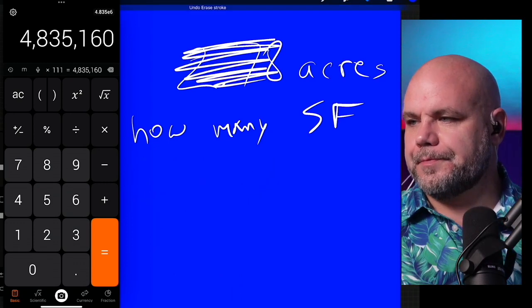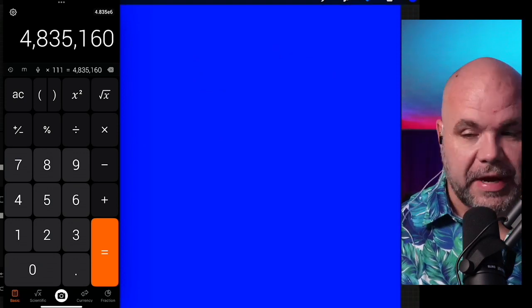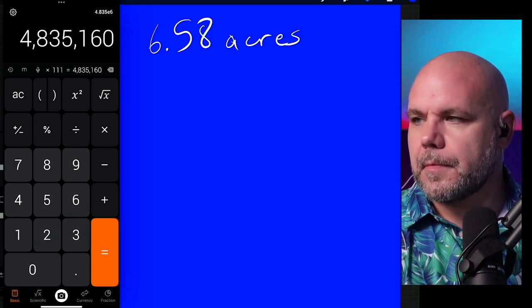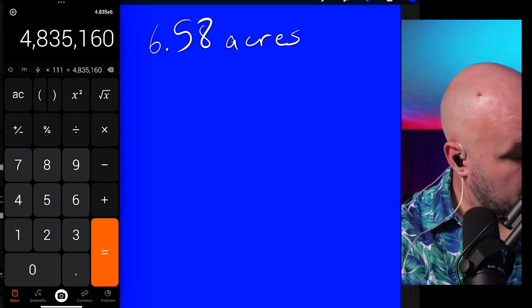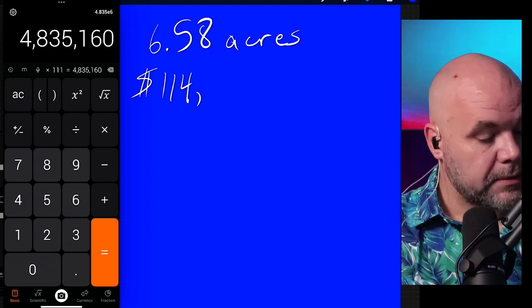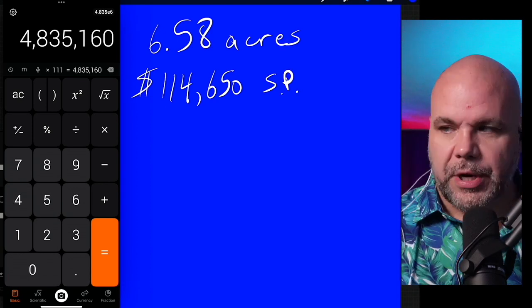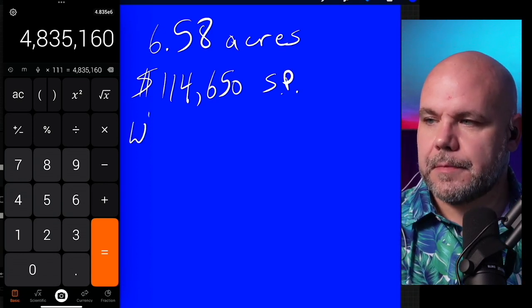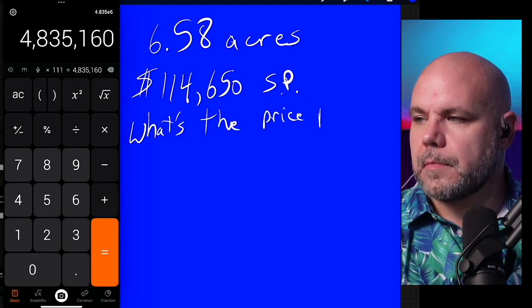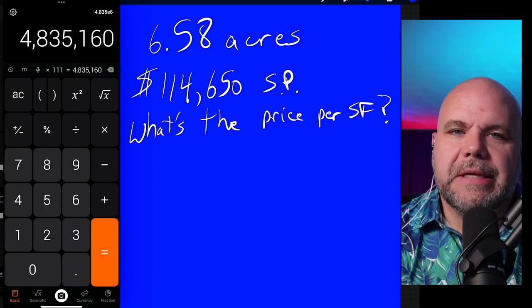All right, let's try this one. We've got 6.58 acres. It's sold for $114,650. What was the price per square foot? Completely turned around backwards.